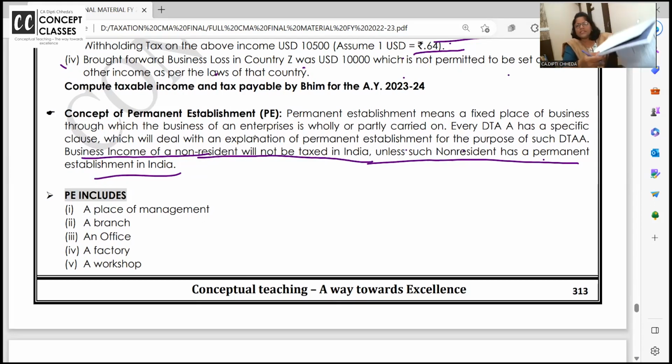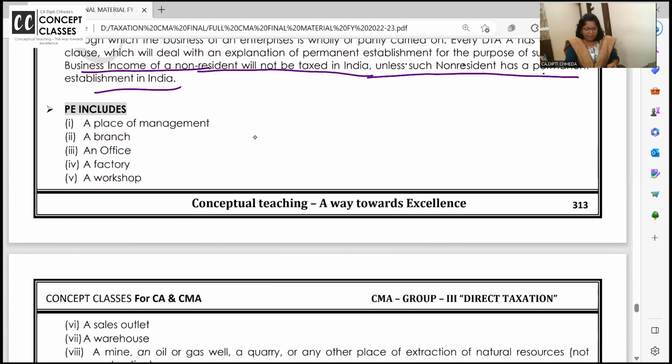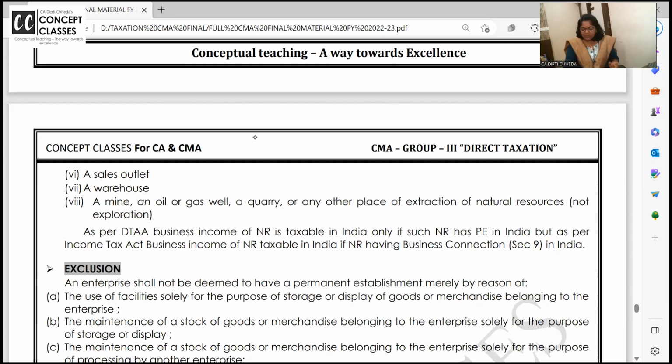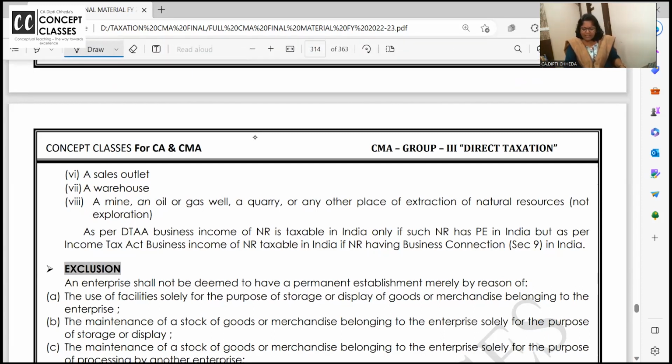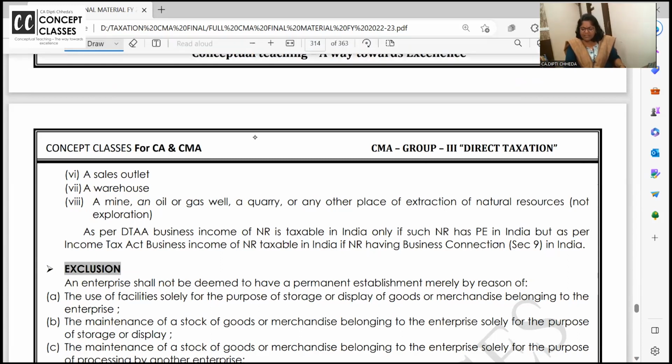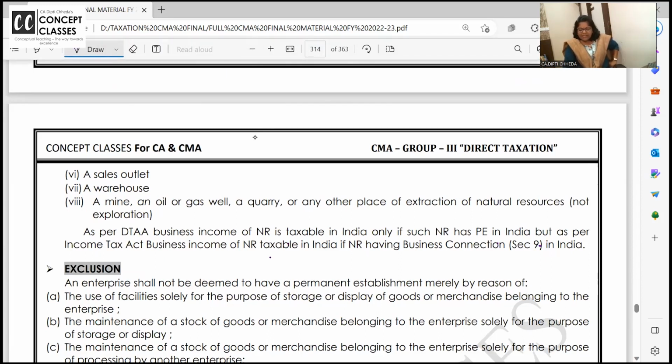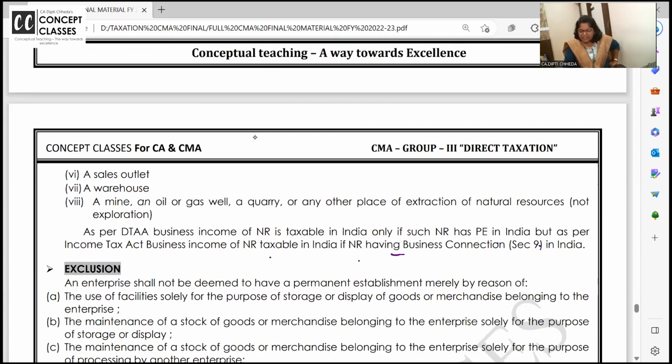So what is PE is clear to all of you. So business income of non-resident will not be taxed. Yes, if he is having PE in India, like branch, office, factory, workshop, sale, warehouse, mine, then he has to pay. As per DTA, business income of NR is taxable in India only if NR is having PE. But as per Income Tax Act, income of NR is taxable in India if he has business connection.